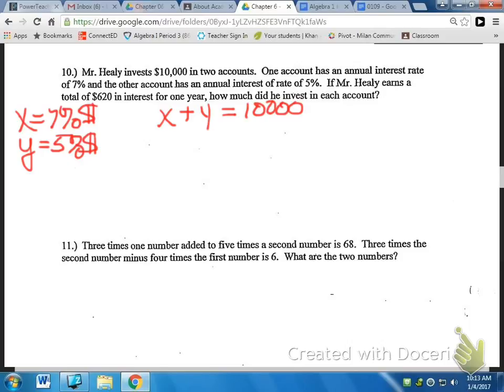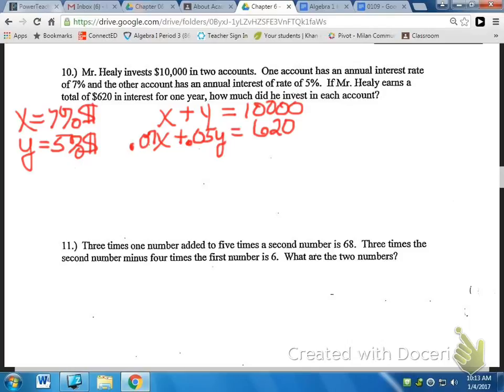Now, he earned interest on that. So on the amount in X, he earned 7% interest. So you would put 0.07 times the amount X. The amount in the 5%, Y, 0.05Y, together, out of those two interest rates, he made $620. Now let me tell you what you're going to want to do. Anytime there are decimals like that, you're going to want to make those whole numbers.